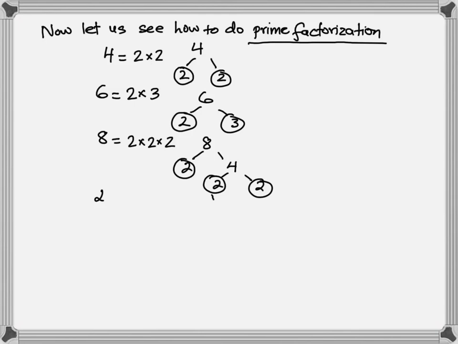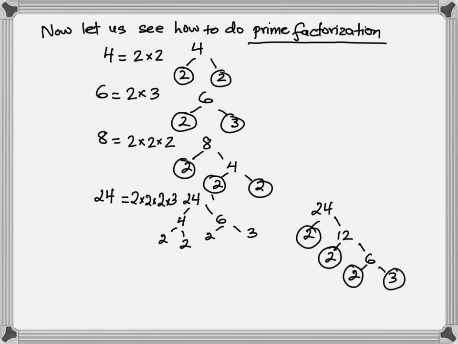Another one could be 8. As you see, 8 is 2 times 2 times 2, which is the way it's prime factorized. 24, right? So 24, if you do factor pairs, is 4 times 6, and 4 can be broken apart to 2 times 2, and 6 broken apart to 2 times 3. So 24 can be written as 2 times 2 times 2 times 3.